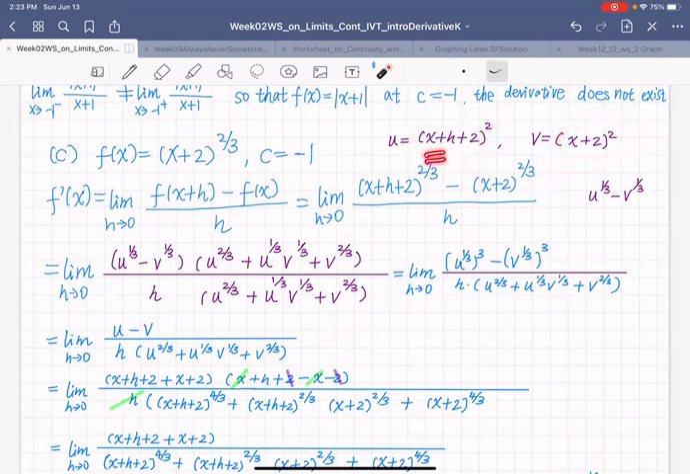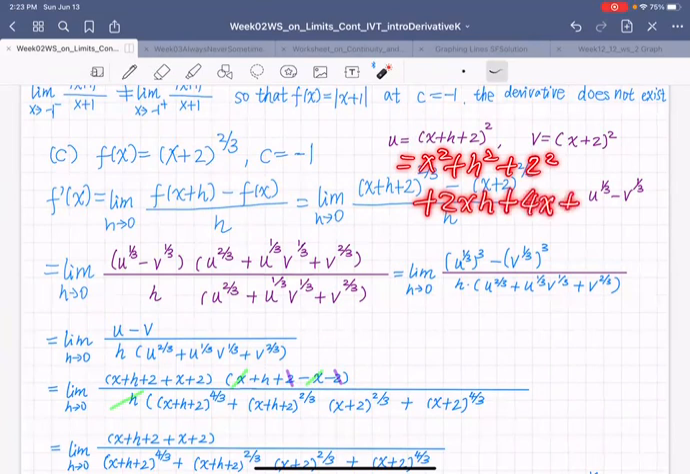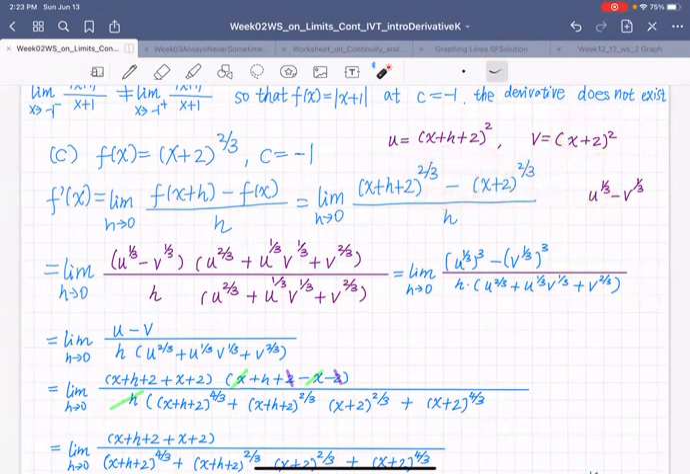Well, you can expand this one, and we shouldn't have trouble expanding. This is easy. This is x squared plus h squared plus 2 squared plus 2xh plus 2 times x times 2, which is 4x, and then plus 2 times 2 times h, which is 4h, and then minus this, okay? Or we notice that u minus v is somebody squared minus somebody squared. We know the square difference formula.